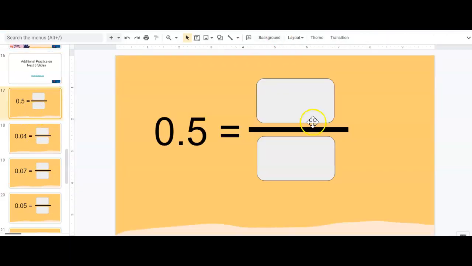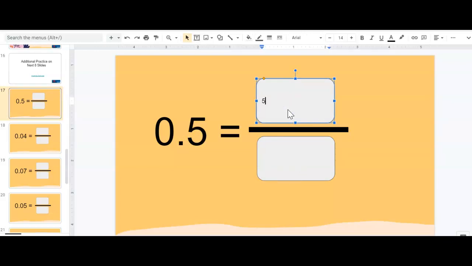For instance, this one right here is in the tenths place value. So this 5 is located in the tenths, the first place value. So what that means is that this is going to be 5/10. So the answer here is going to be 5/10.